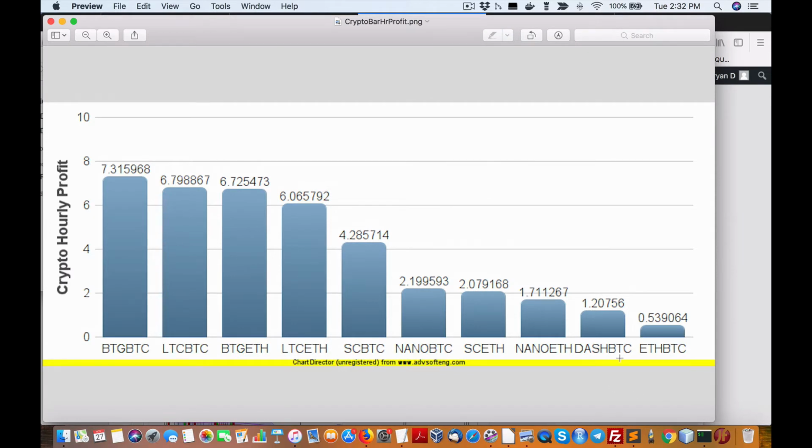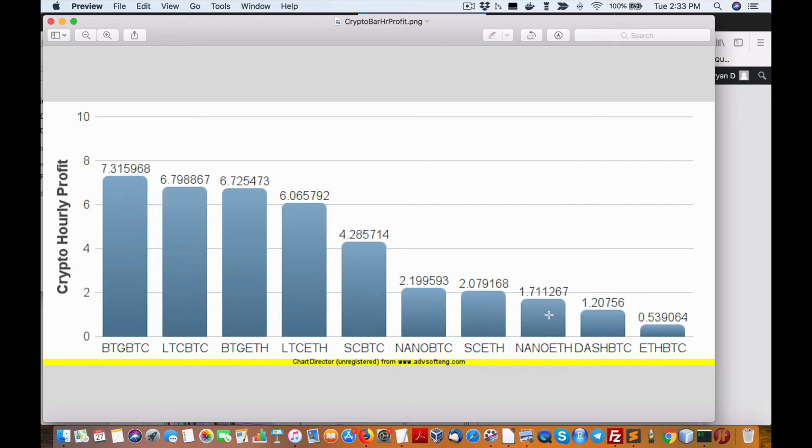Okay, so first, top 10 movers. Things are wobbly in the world of Bitcoin, as you know. As we predicted yesterday, we have Bitcoin Gold up, Litecoin BTC up, BTG, Bitcoin against Ethereum up, Litecoin, Ethereum. And these are hourly movers again, over 6%. That's pretty sweet. We also have SiaCoin, 4.2%, Nano, which was the same as yesterday, and SiaCoin again, 2.0%.